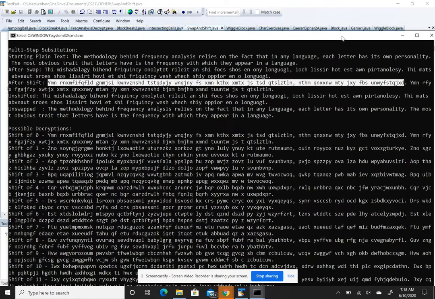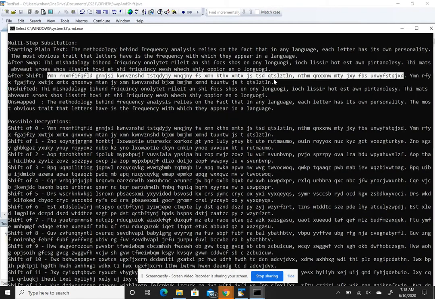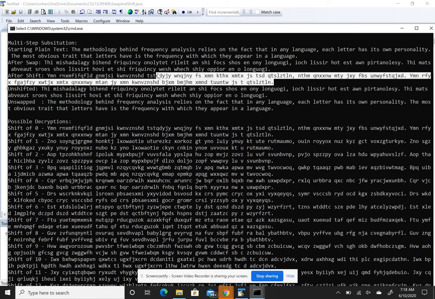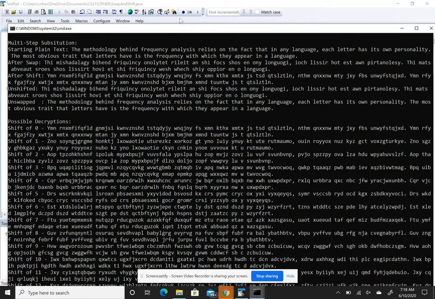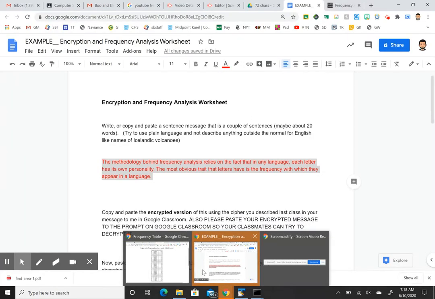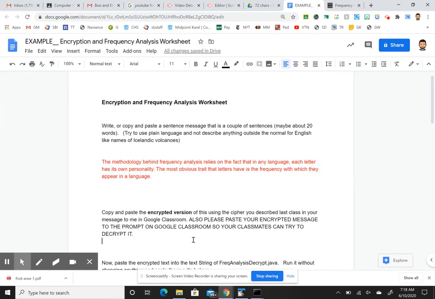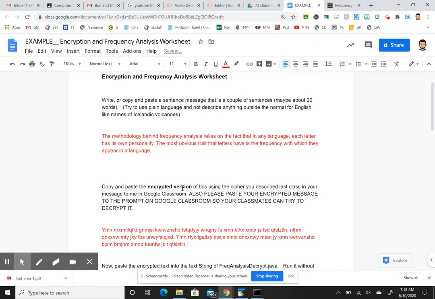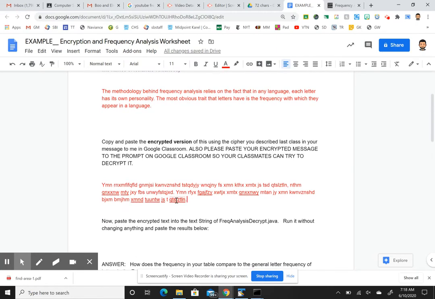I need to get the whole window onto the screen. I'm going to copy this whole message from here to here. And this is going to be my encrypted version of that same message. And I'm going to put that back into here. So this is my encrypted version of the message above. Okay.